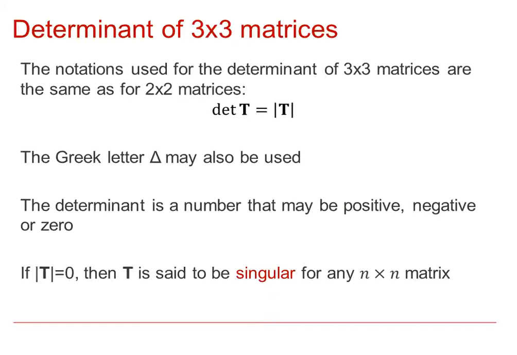The notation used for the determinant of the 3x3 matrices are the same as 2x2 matrices. So you might call it determinant of A in this form, or you may use this form. The Greek letter delta may also be used. The determinant is a number that may be positive, negative, or 0. If the determinant of A is 0, then T is said to be a singular matrix for any n by n matrix.